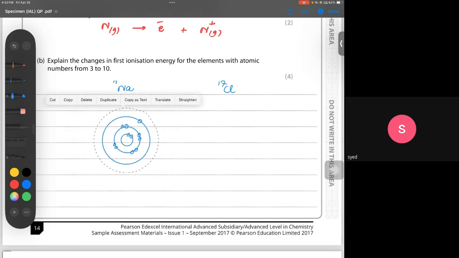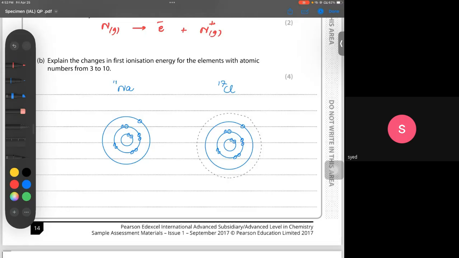Then I'm going to draw the structure for chlorine as well. That would be 1, 2, 3, 4, 5, 6, 7. If you can see, they have the same shells. I cannot say that the size would remain the same. No, because in the nucleus, the protons increase. It has 11 protons. It has 17 protons. More protons, more attraction. If you can notice, they have the same inner electrons. It has 10 inner electrons, and also it has 10 inner electrons.